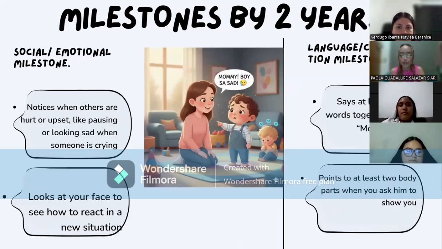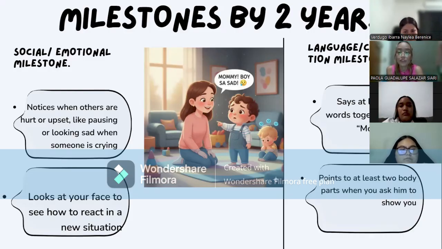Milestones by 2 years. Social and emotional milestones: notices when others are hurt or upset, like pausing or looking sad when someone is crying; looks at your face to see how to react in a new situation. In the language and communication milestone, we have says at least two words together, like more milk; points to at least two body parts when you ask him to show you.